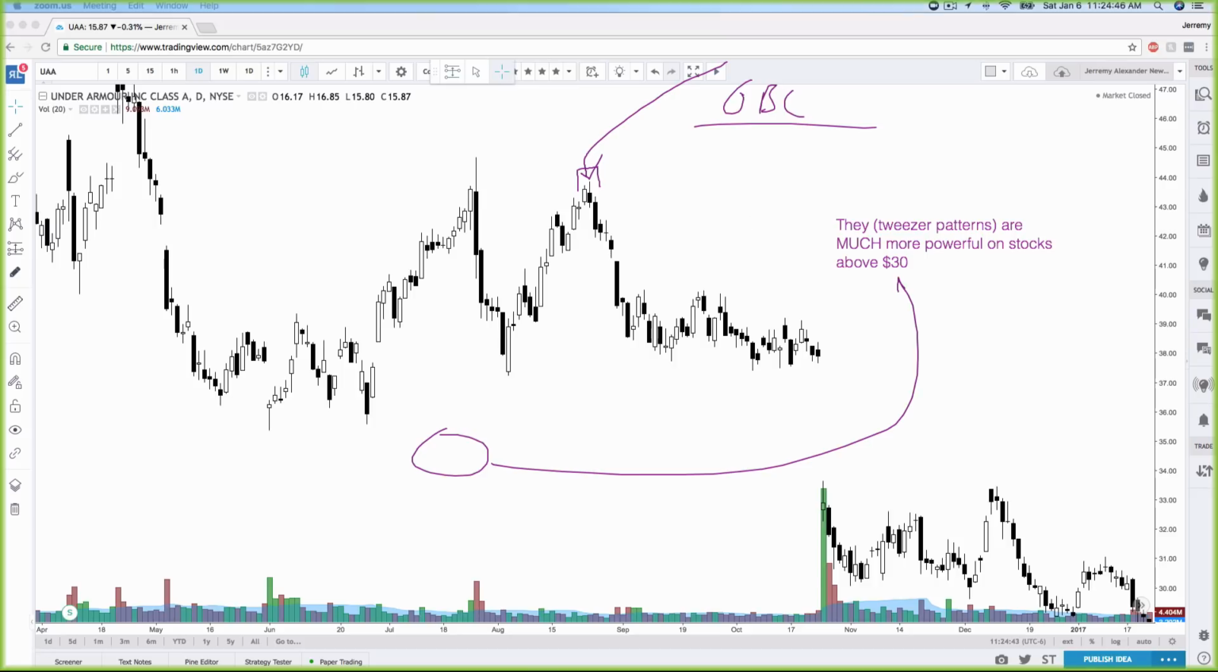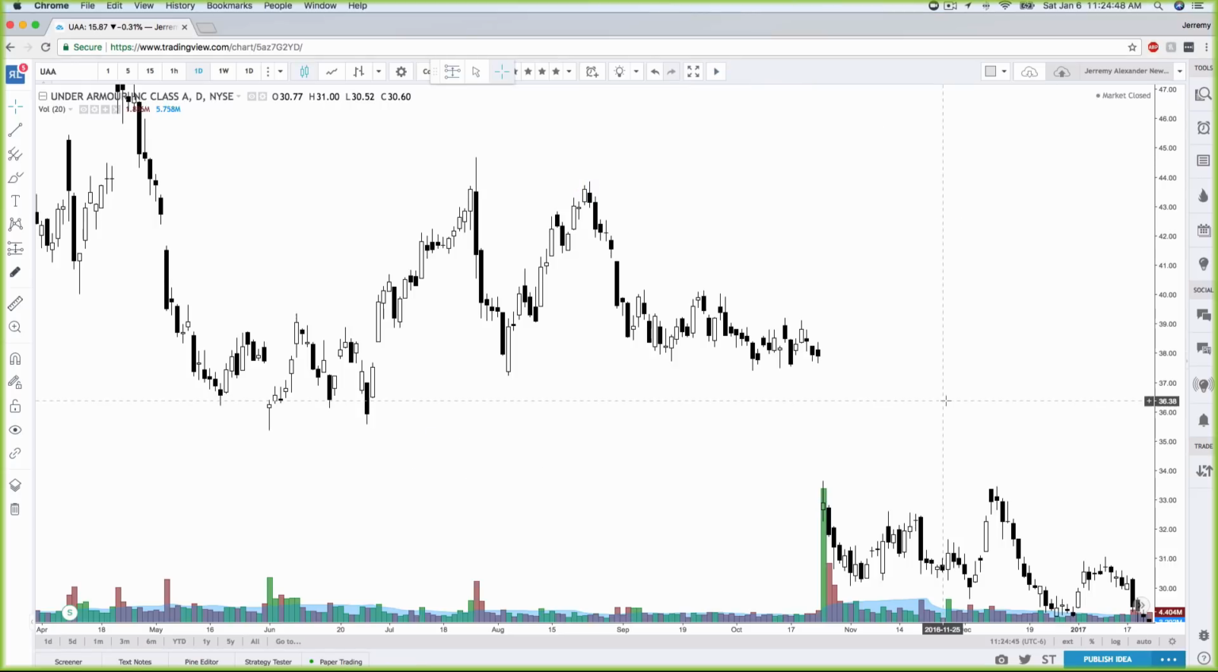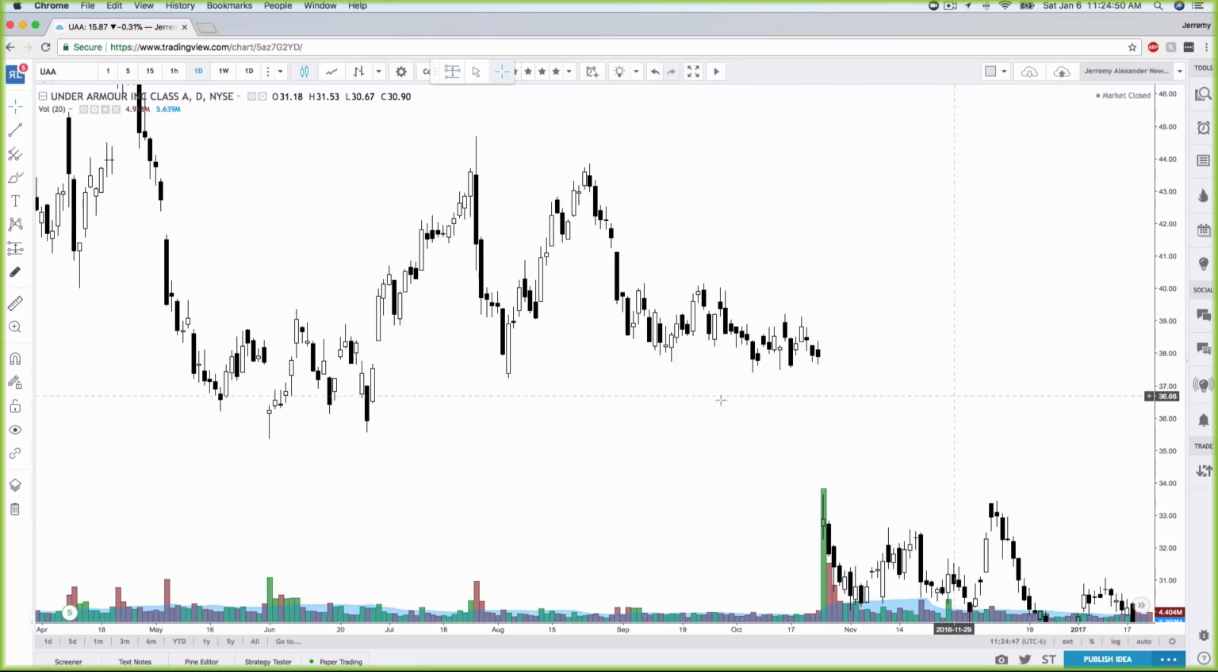Let's go and see if we can find one on Under Armour. I'm going to look for a tweezer bottom or a tweezer top because the cool part is they trade the exact same. I'm looking at these with my eyes. This one's very close to being a tweezer bottom right here. So the lows of these two candles, the low of this bearish candle, right? This is the tweezer bottom, and the low of this is 37.67, and the low of this is 37.64. So it's 3 pennies away from a tweezer bottom.